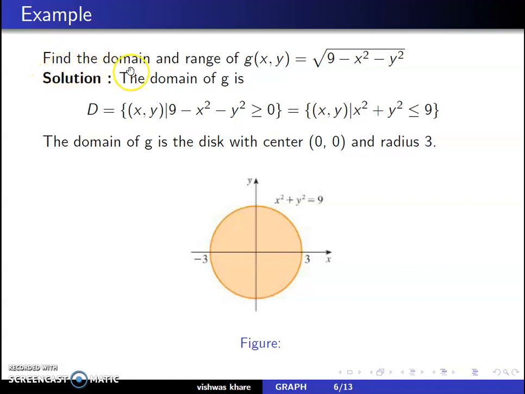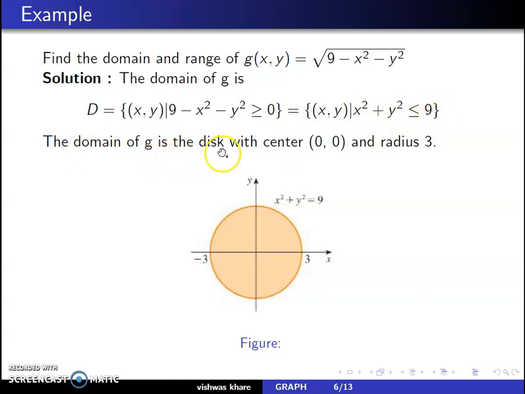Let us take an example. Find the domain and range of the function g(x, y) given by the square root of 9 − x² − y². Solution. The domain of g is D, which contains all points (x, y) for which 9 − x² − y² is greater than or equal to 0. Because the square root is defined if the inner quantity, 9 − x² − y², is greater than or equal to 0, which is the same as the set of (x, y) for which x² + y² is less than or equal to 9. Because when we solve this, we get x² + y² ≤ 9.